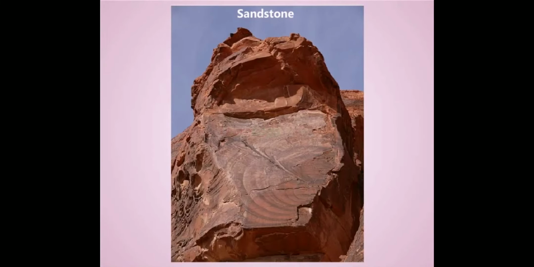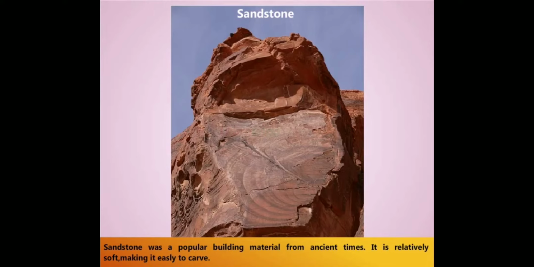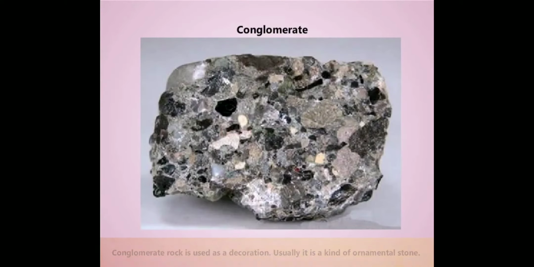Sandstone. Sandstone was a popular building material from ancient times. It is relatively soft, so it can be easily carved. Conglomerate. Conglomerate rock is used as decoration. Usually, it is a kind of ornamental stone.